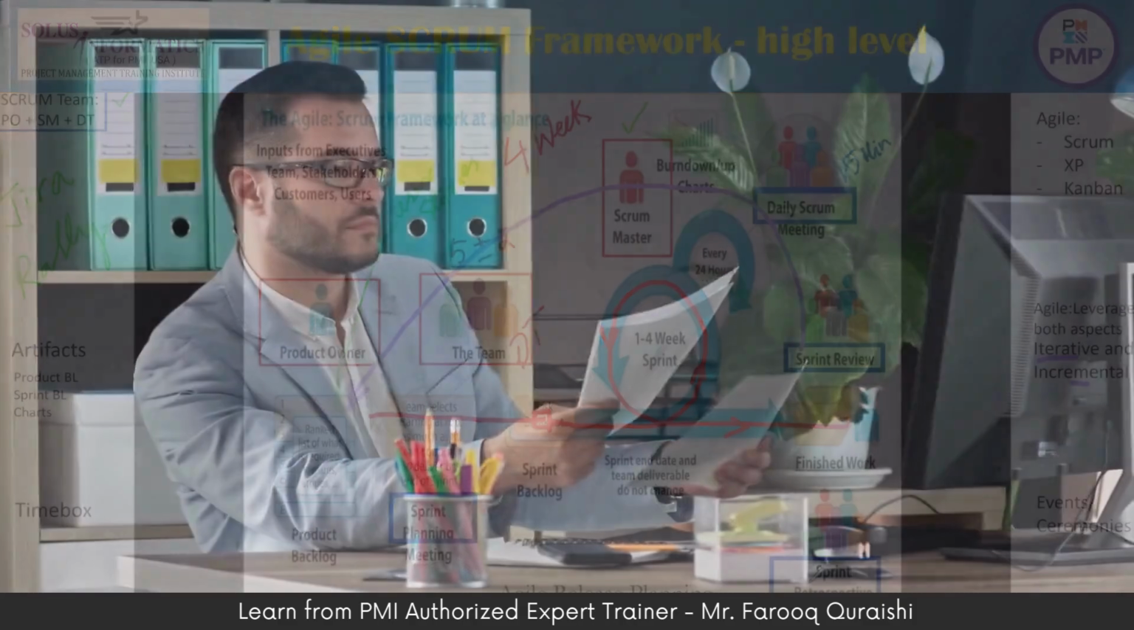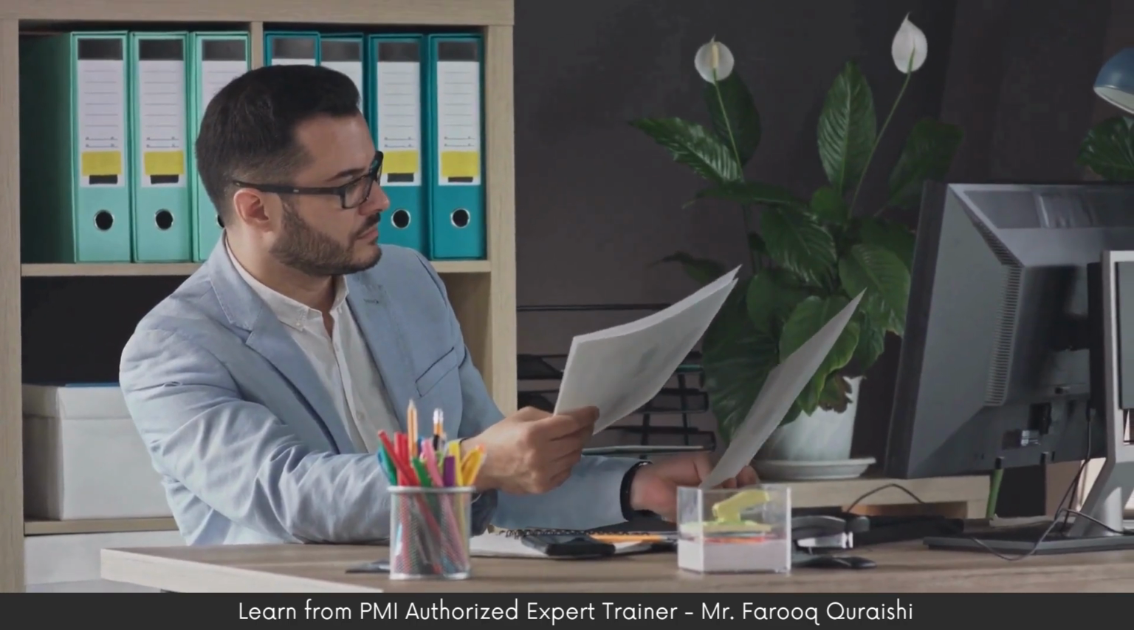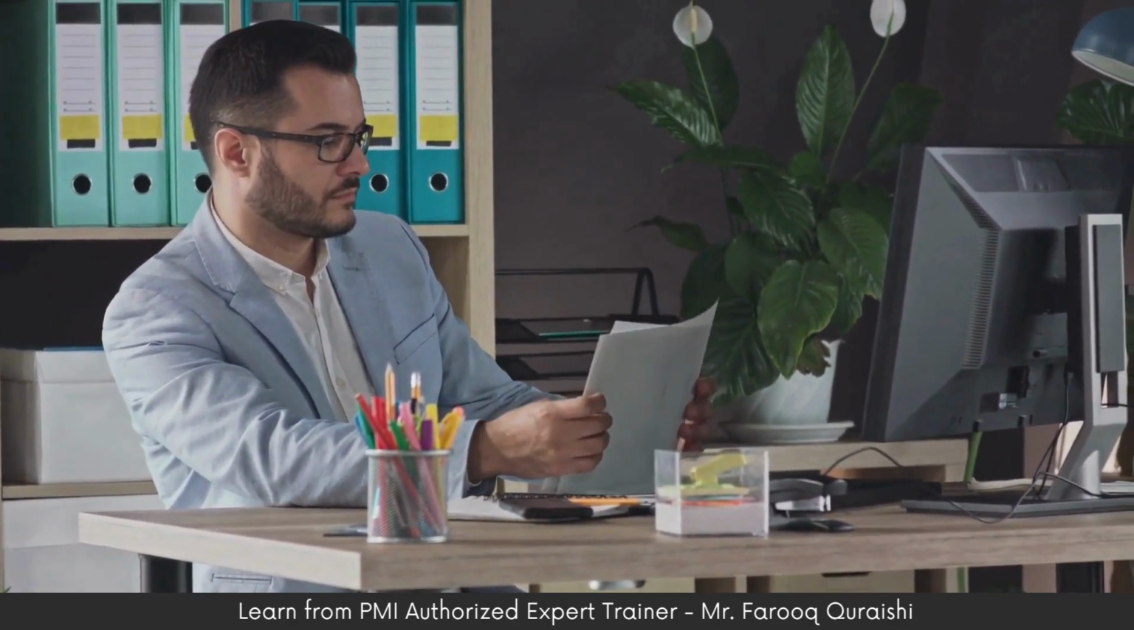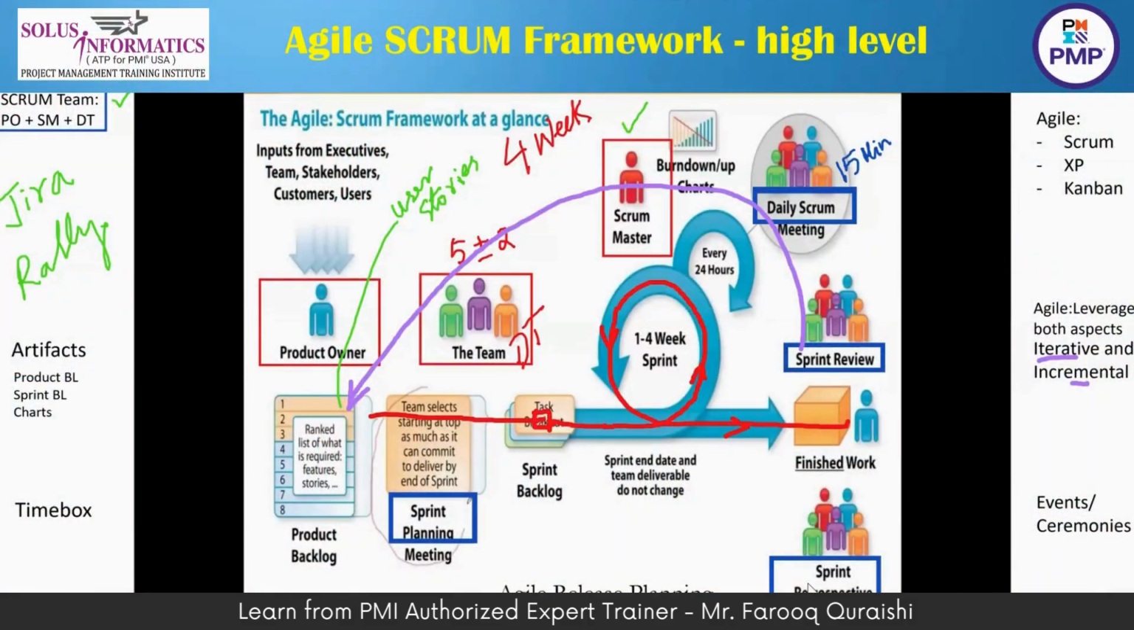Sprint retro is like documenting lessons learned in your traditional approach. In the sprint retrospective, there are three things that are discussed. One is what are we doing right that we should continue doing? Secondly, what are we doing wrong that we should stop doing? And thirdly, what is something that we are not doing? That is the sprint retro.